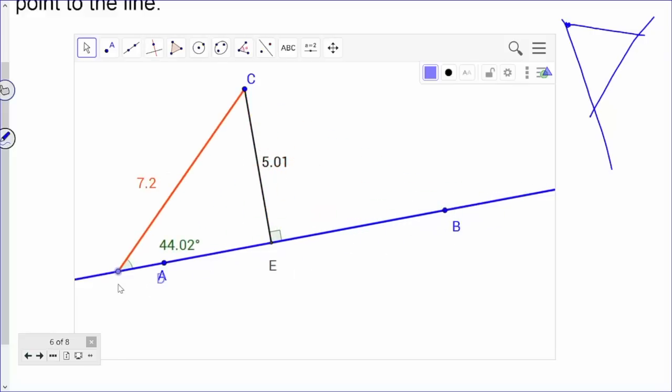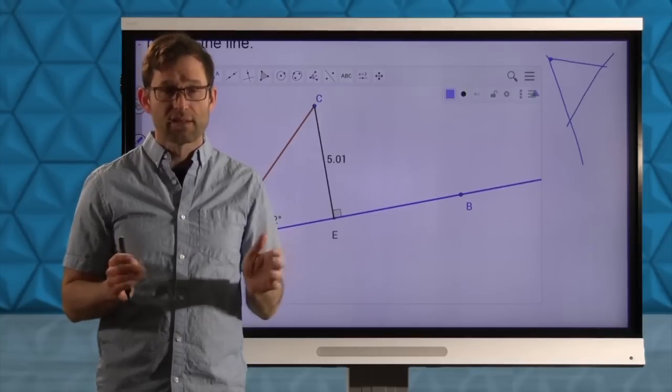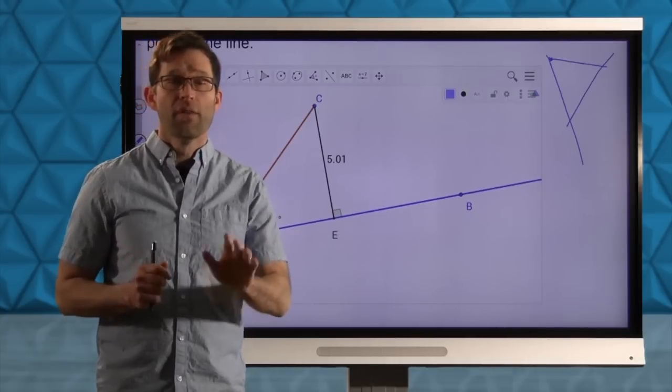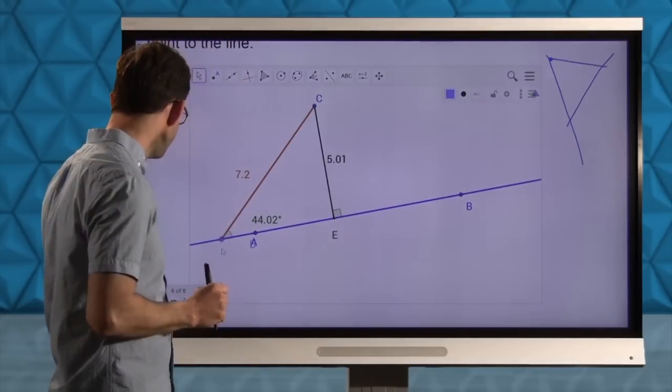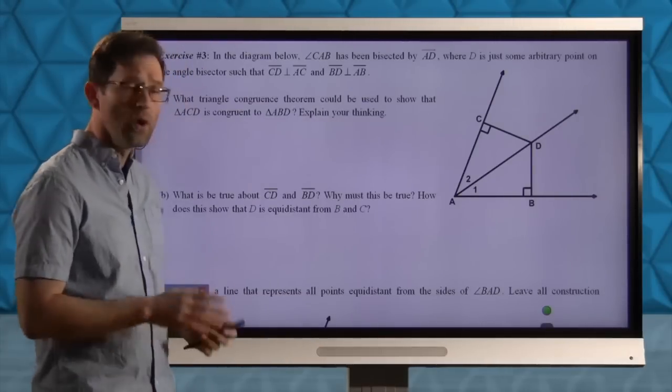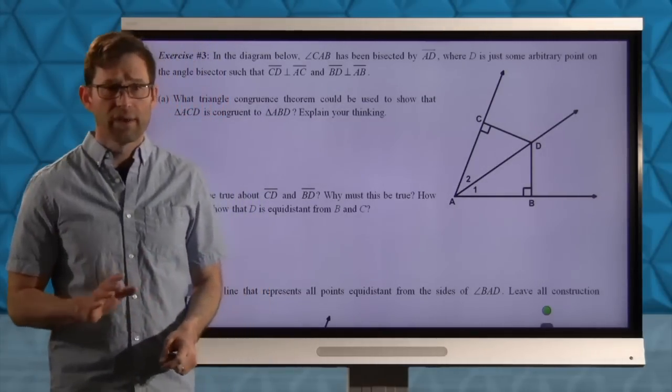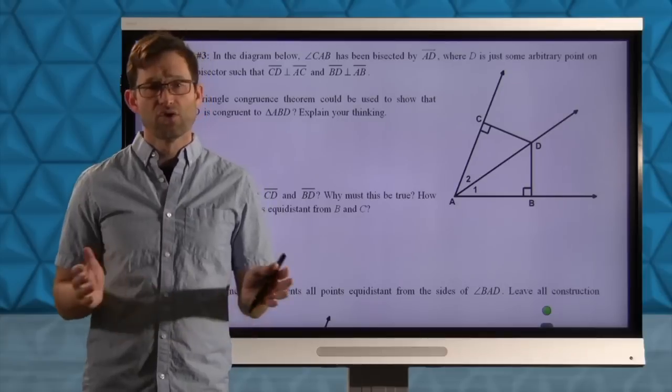Again, all of this is to illustrate a very, very important idea. And that idea is that when we talk about the distance that a point is away from a line, we're always talking about the perpendicular distance that it is away from the line, which represents the shortest distance possible. That being said, let's look at the last problem. No construction here until the end, so you can put those tools aside just for a moment.